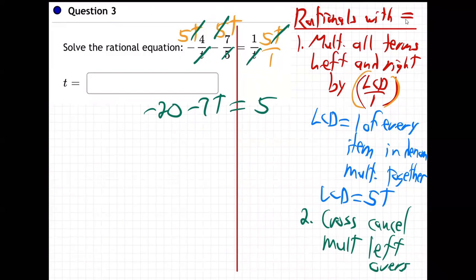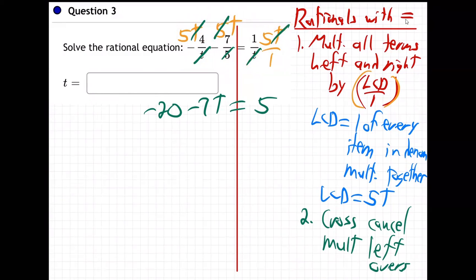Does that make sense, what happened? So again, we have to find the LCD, which is 1 of every item in the denominator multiplied together. So it's t and 5, and then we don't need the other t, so it's just 5t. 5t over 1 on every term. Cross cancel, multiply what's left over.